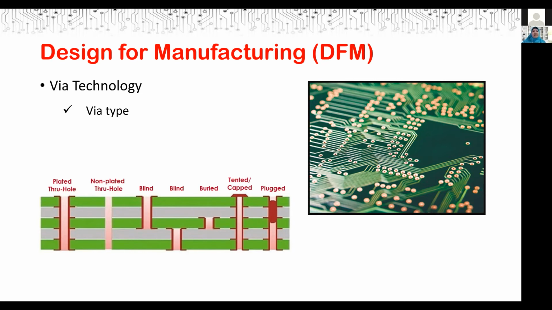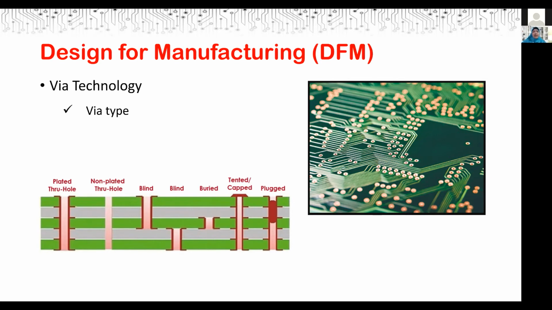A via is actually made up of a barrel, pad, and antipad. The barrel refers to the inner plating in the via itself. The pad is a corresponding pad that connects to your circuitry. And the antipad is the clearance area between your pad and other unconnected copper layers.